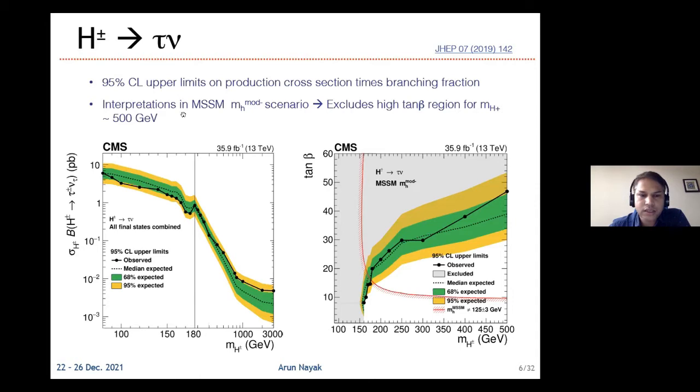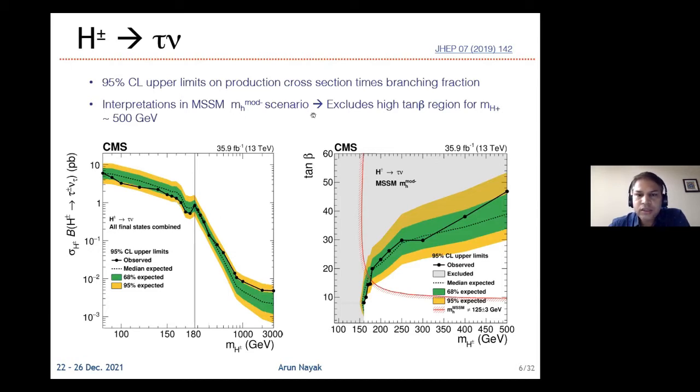This result is still with the 2016 data, and the analysis with the full Run 2 data is still underway. As you can see, the limits on the cross section times branching fractions start from 80 GeV up to 3 TeV. You actually have three different regions: a region for low mH up to 165, then a region for high mH from 180 GeV to 3 TeV, and an intermediate region which is close to the top mass.